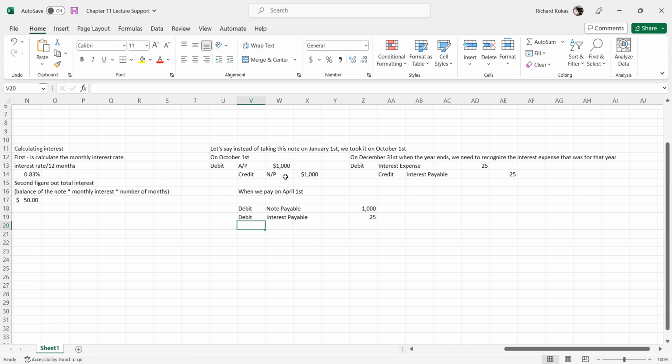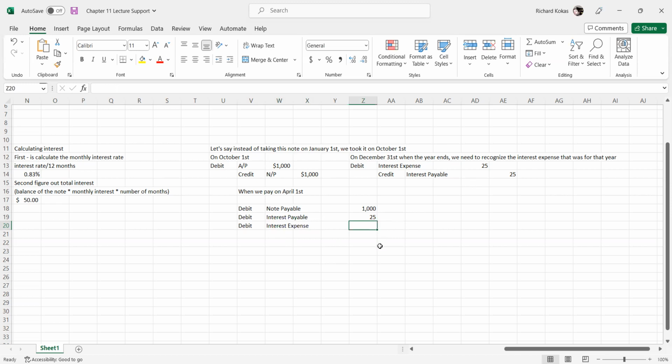But now it's April 1st. Have we recognized the full interest expense yet? No, we haven't. We've only recognized 3 months of it, right? October, November, and December. Now January, February, and March have all passed by. So there's 3 more months of interest we have to recognize. So we're going to debit interest expense.